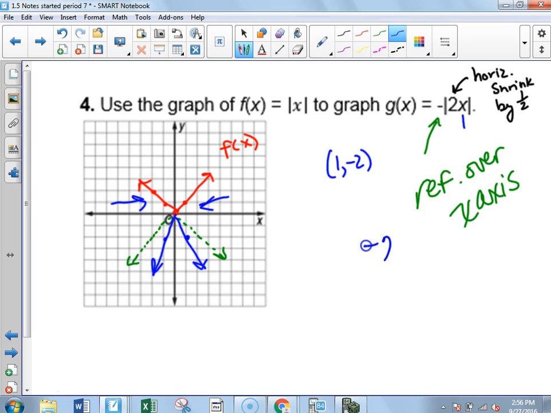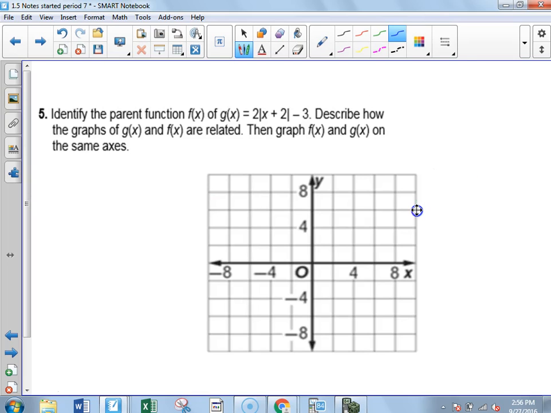The reason you can't tell that, because this is absolutely equivalent to this. You could pull that 2 out of the absolute value. So a vertical stretch and a horizontal compression in this case are identical. Don't let that blow your mind too much. I'm not going to mess with that on a test or quiz.